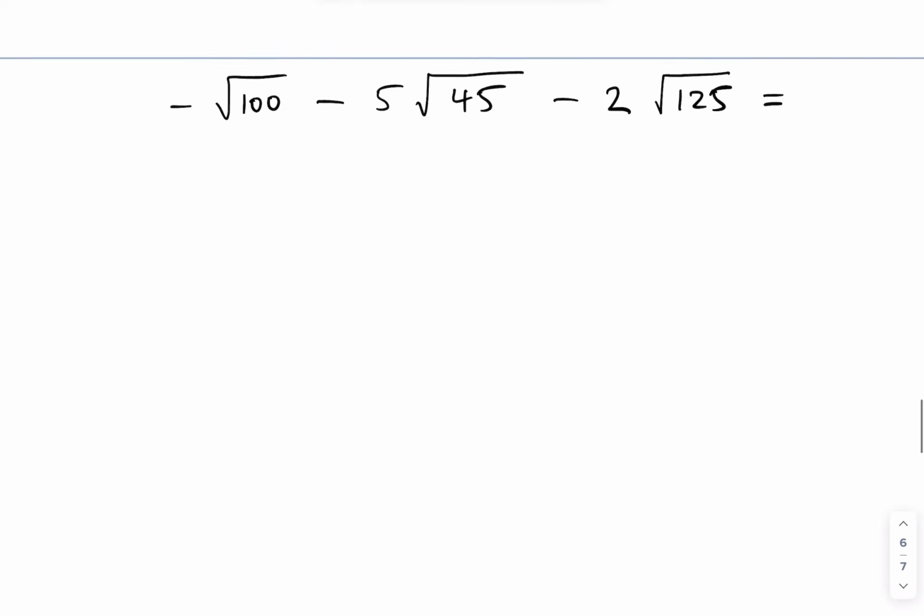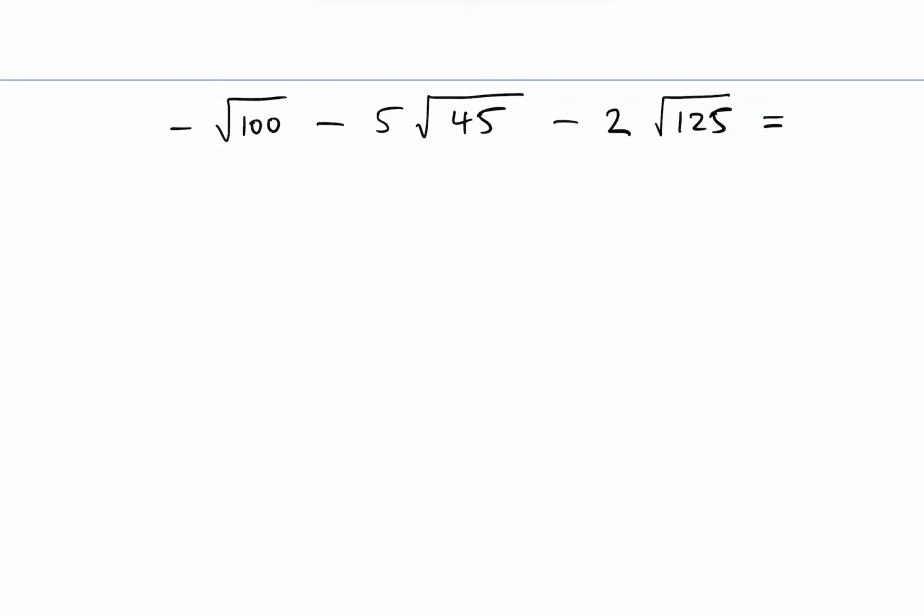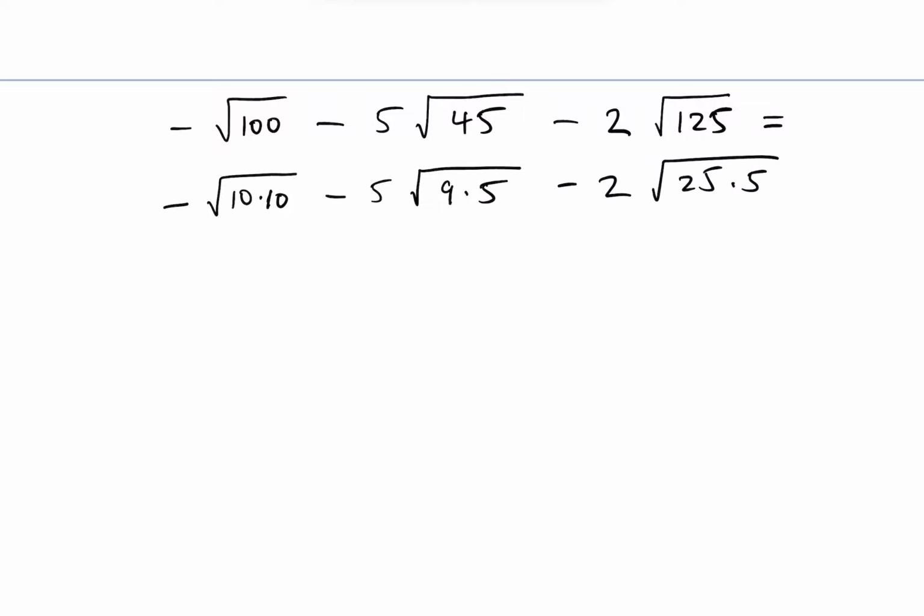Okay, and then one last example. We have this negative square root of 100 minus 5 square root of 45 minus 2 square root of 125. Okay, so let's go ahead and simplify this. This is going to be negative square root of 10 times 10 minus 5 times the square root of 9 times 5 minus 2 times the square root of 25 times 5.